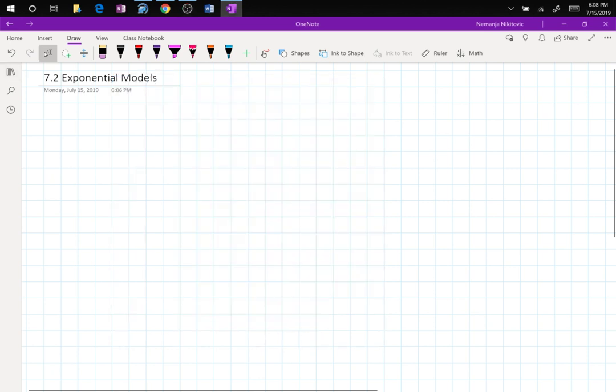Hello and welcome back to Calculus 2, section 7.2 on exponential models. So we're going to go back to our pre-calculus days and work out basic pre-calculus exponential models, and then we're going to add calculus on top of it in terms of limits, derivatives, and integrals, and see what those give us once we are done with the model.